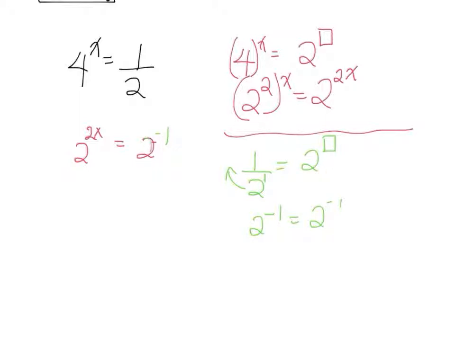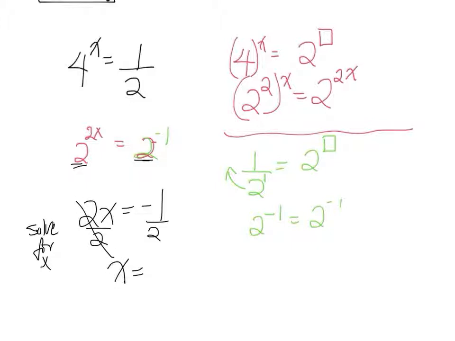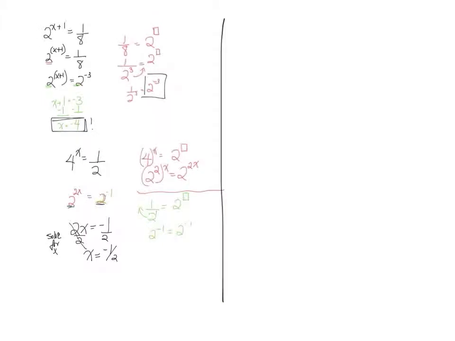Now that I have the same base, I can ignore the bases, and I'm going to write that equation using just the exponents. So 2x equals negative 1. Here is when I then solve for x. I divide both sides by 2. This is just using basic inverse operations, and x equals negative 1/2. We're going to do one more.